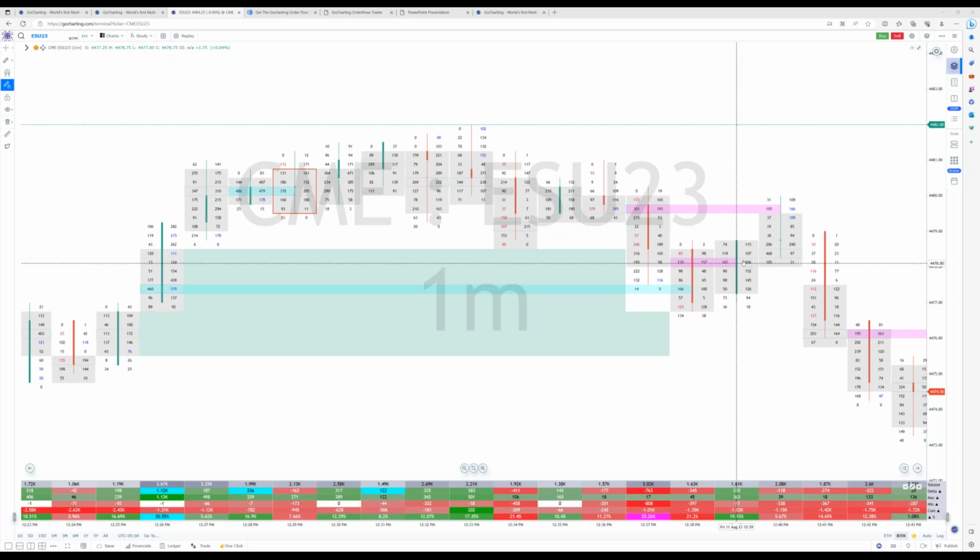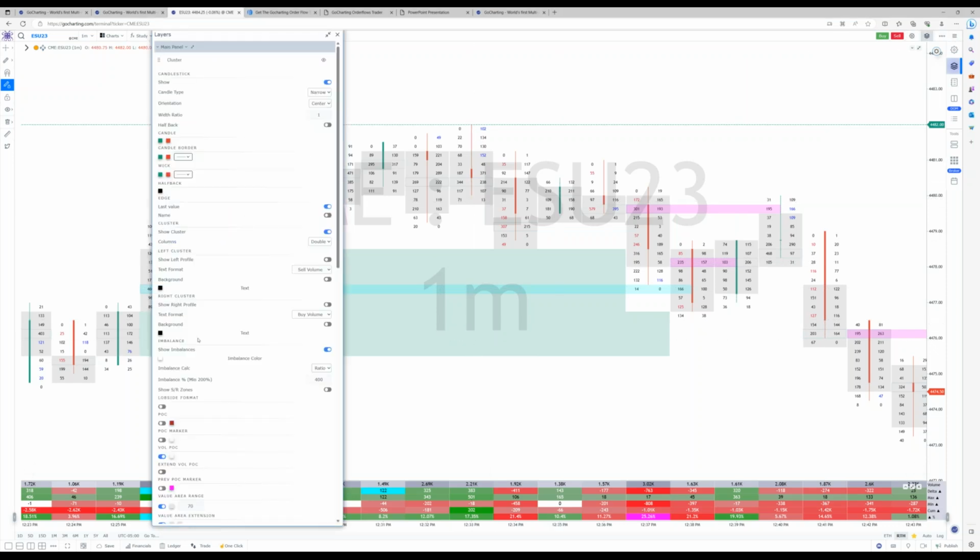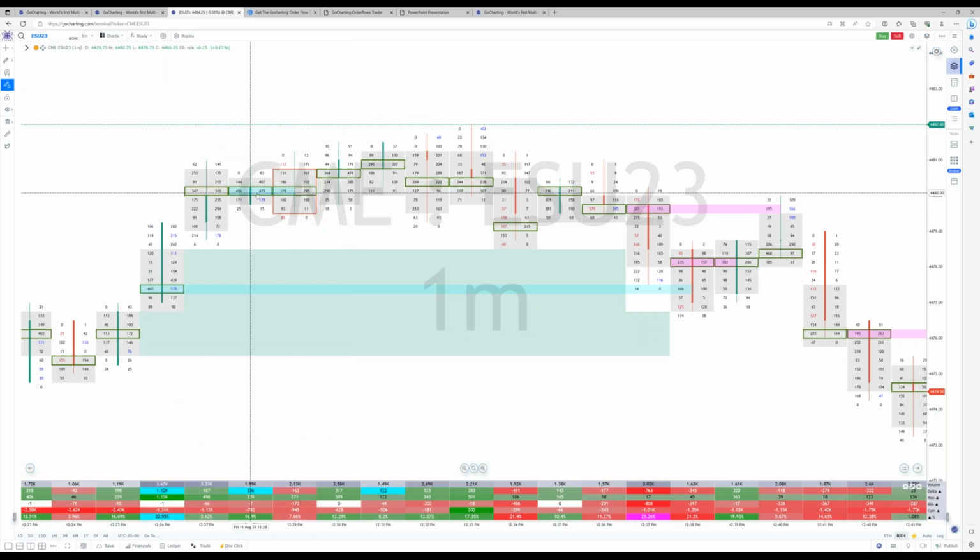Another way is to just look at points of control. If points of control are mostly overlapping, then that's basically a sign of a sideways market. Right here, you can see 1, 2, 3, 4, 5, more or less at the same level, right? Even you've got 3 here, another one here, 2 up here, another 2 right down here. It's basically a sign of a sideways market. Okay, that's the easiest way.